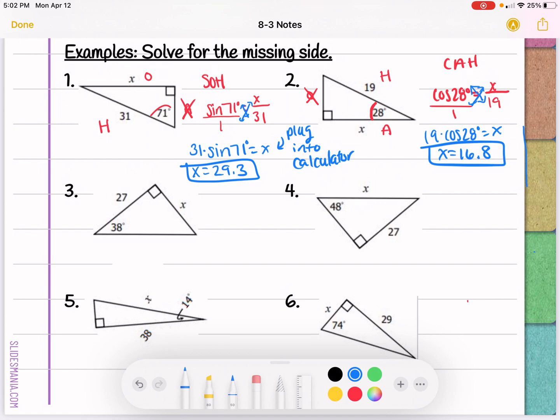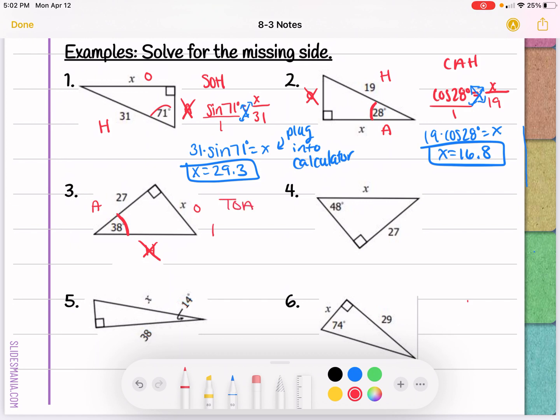Let's go ahead and look at example 3. So here I'm going to label my sides. This would be my hypotenuse because it's opposite the 90. I'm looking at angle 38. X is opposite, so 27 would be adjacent. I'm going to cross out my hypotenuse because that has nothing next to it that we can use. So I'm left with an O and an A, which comes out in TOA.